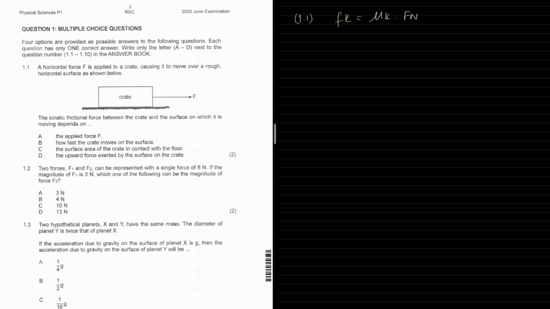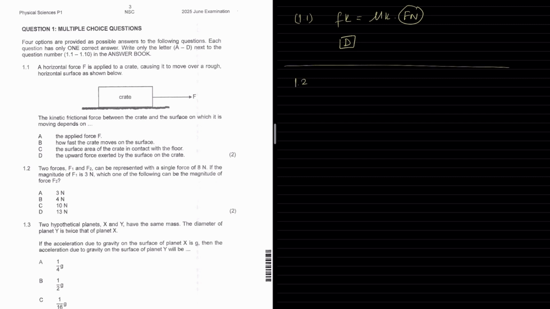So we go through our options. The applied force, no, there's no applied force in this equation. How fast the crate is moving, that's also not there. The surface area, that's also not there. And then the last option, the upward force exerted by the surface on the crate, and that is the normal force. So the answer is D.